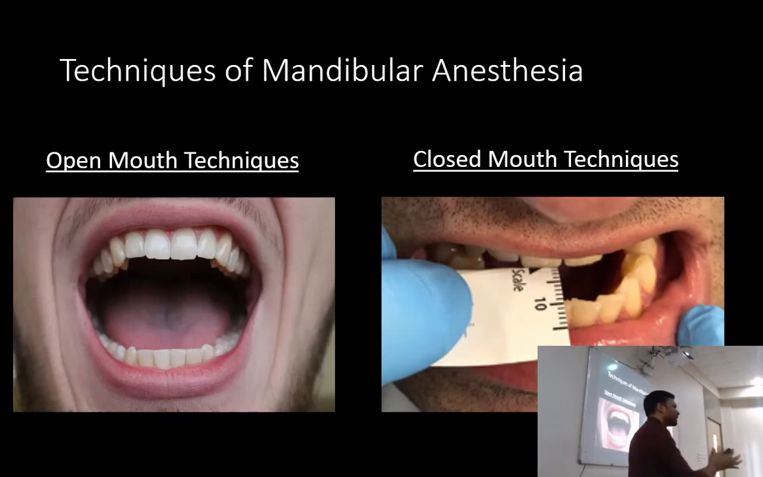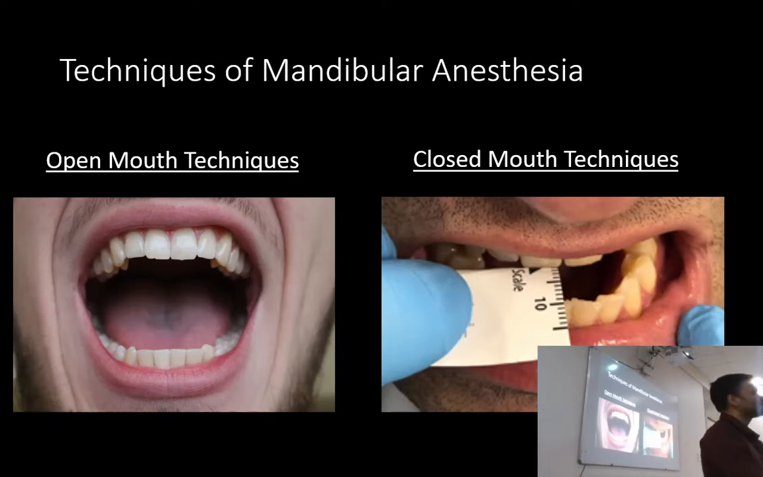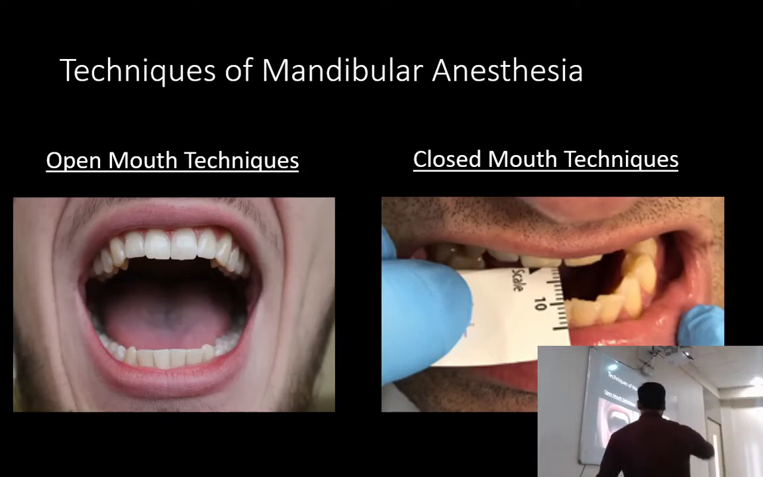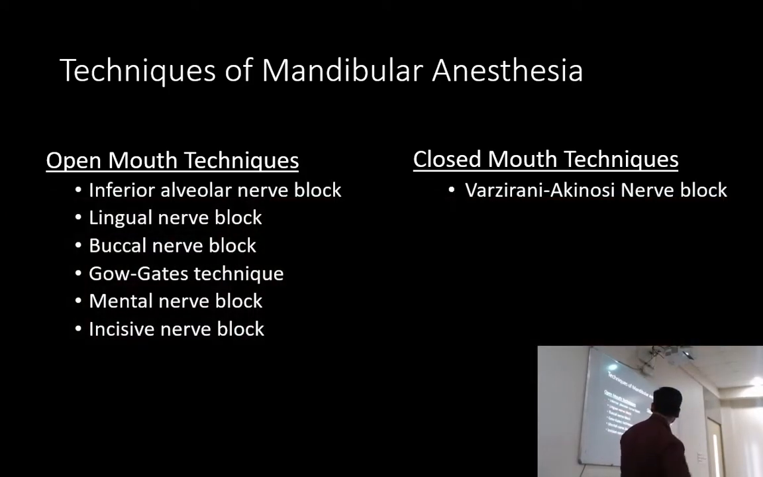So the basic target is that we need to anesthetize the nerve. We know the position of the nerve. It is medial to the ramus. अब कहीं से भी insert करो needle, we just need to anesthetize that part of the nerve. Okay. So in closed mouth technique we have only one, that is Vazirani echinosis. And in open mouth technique we have many.